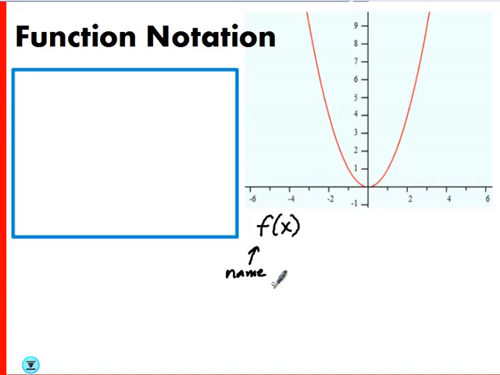Now x is going to be called the input, whatever we're putting into the function. That is our x values. Our domain are all of our inputs. And then it's going to spit something out of that function. I'm just going to call it y. And that is going to be our output, all right? Because that's what comes out of the function, all right?